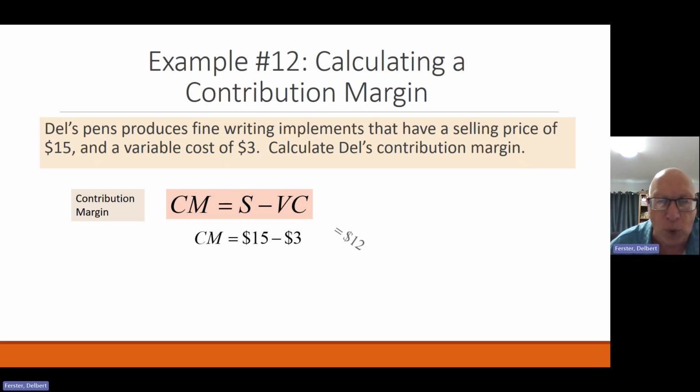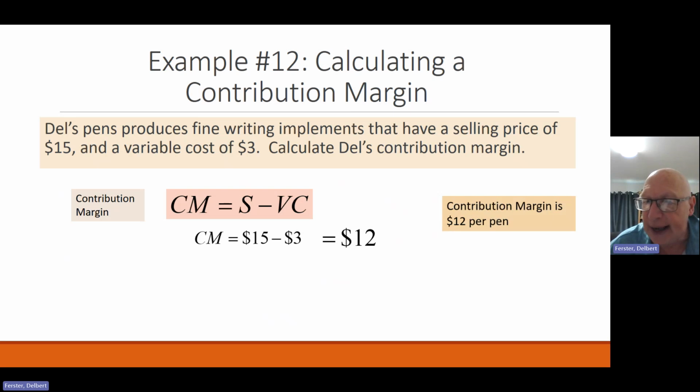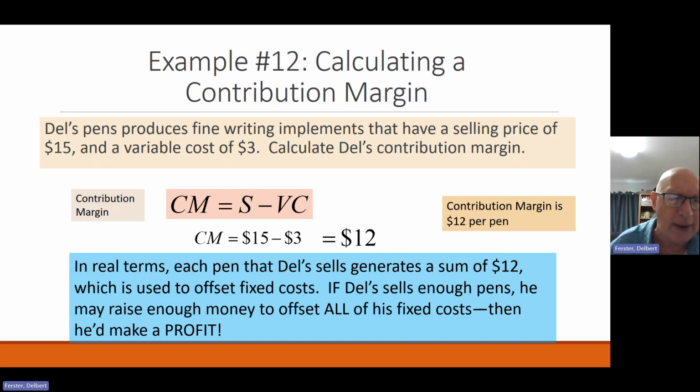All right, so there you go. $12. Put it in context: every pen sold contributes $12 that we can use to offset our expenses. And then hopefully, if we have enough pen sales, we'll be able to not only offset our expenses, but make a profit. So in the lovely blue text box, a whole bunch more words that basically say that.